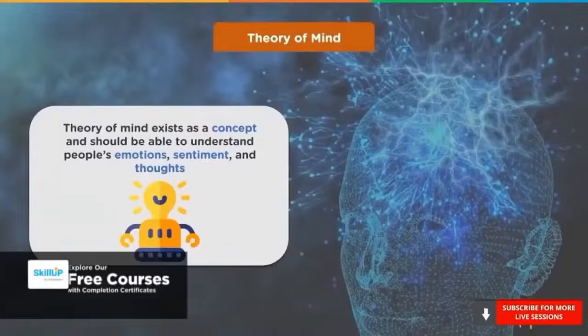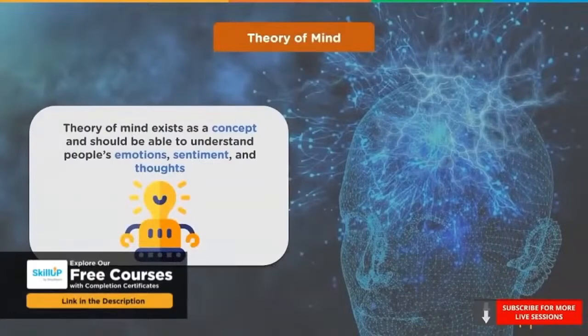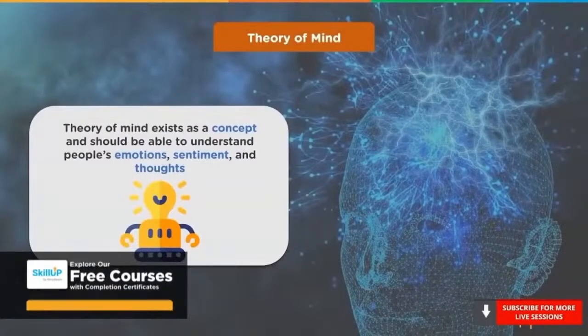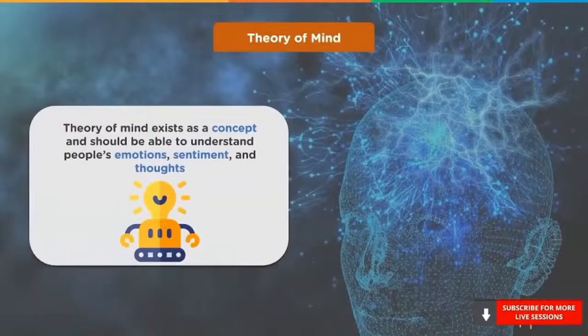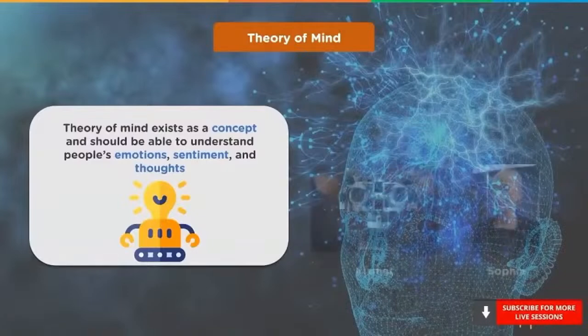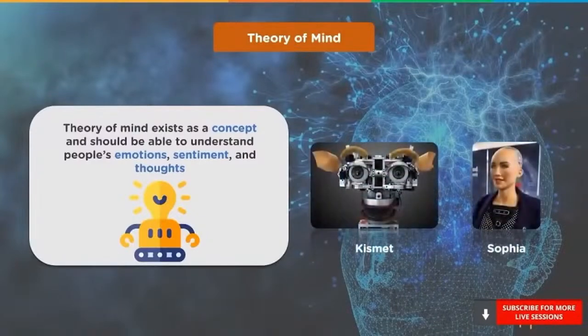Then we have theory of mind. Theory of mind represents a very advanced class of technology and exists as a concept. This kind of AI requires a thorough understanding that the people and the things within an environment can alter feelings and behaviors. It should be able to understand people's emotions, sentiments, and thoughts. Even though a lot of improvements are there in this field, this kind of AI is not complete yet.